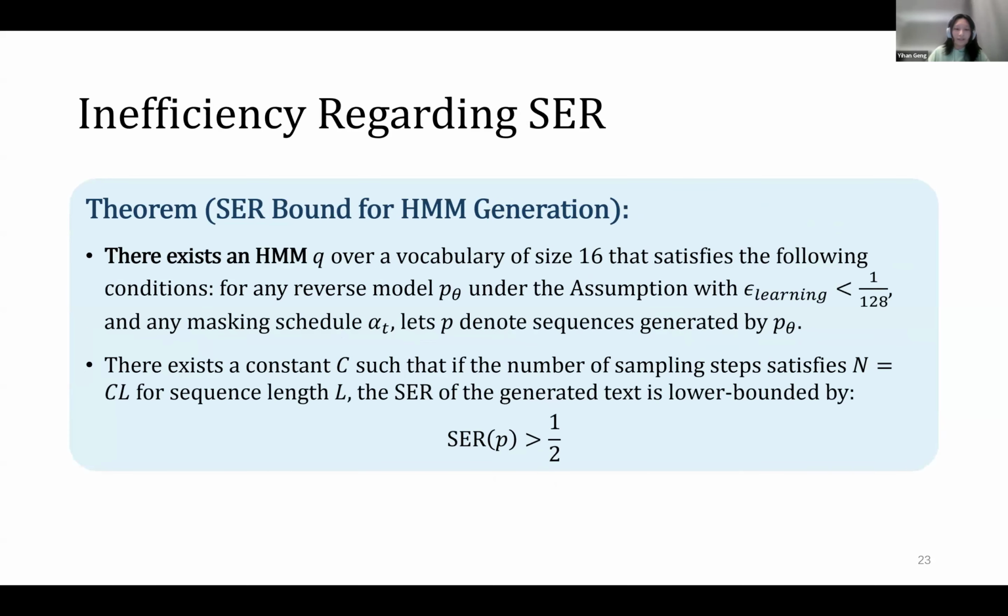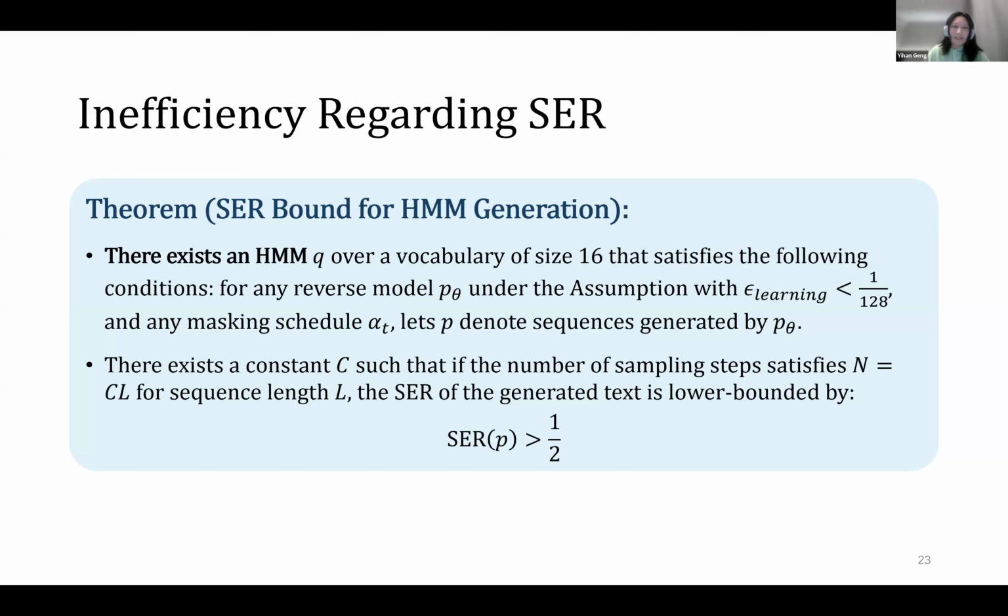However, if we consider the efficiency, the seemingly good performance might not be the case. So in this theorem, we construct a specific HMM with just mild assumptions to serve as an example. The goal here is to show that even for a well-trained MDM and any fixed masking schedule, there can be cases where the sequence error rate remains unexpectedly high, even when the number of sampling steps scales linearly with the sequence length. And here the constants C and parameters like 16 only serve to highlight the key idea more clearly, and replacing them with similar values wouldn't change the core insight here.